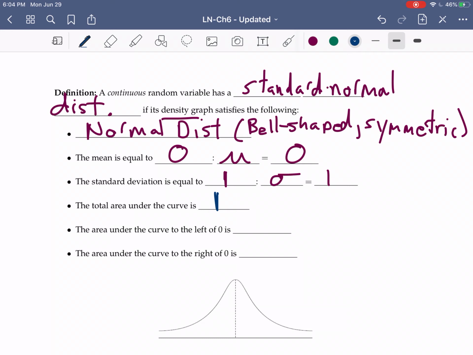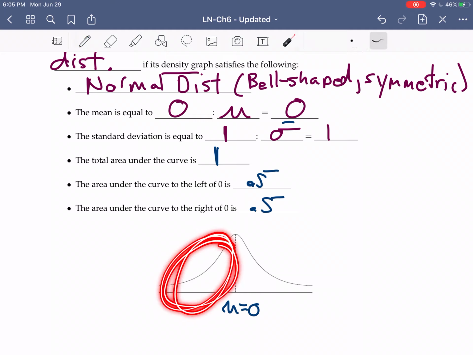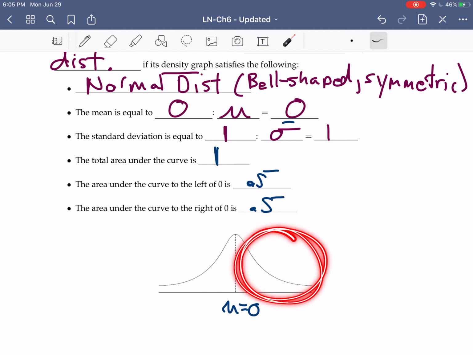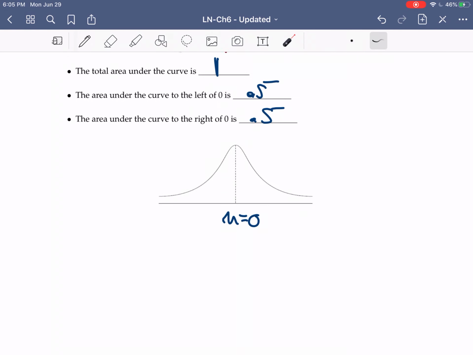If it is symmetric about the mean, so it's symmetric about 0, the area under the curve to the left of 0, here's our mean, which is 0, should be half, 0.5. The area under the curve to the right of 0 should also be half. So half of the area under this curve is to the left, and half of the area is to the right of the mean. So that is a standard normal distribution.